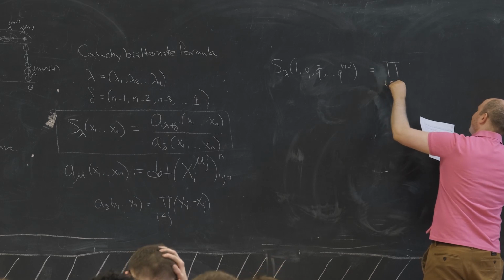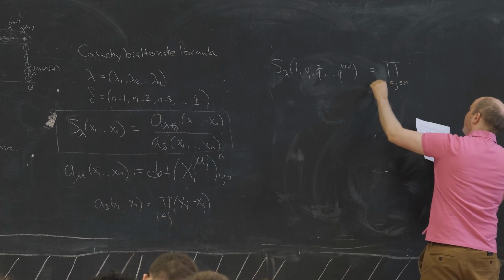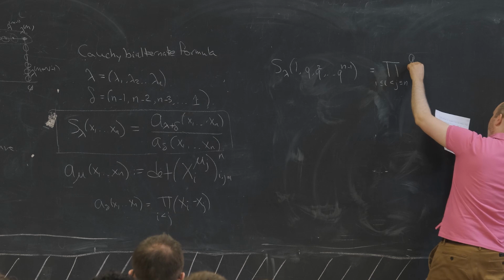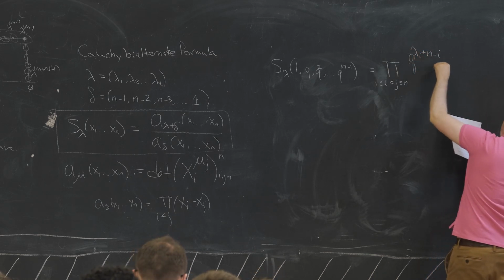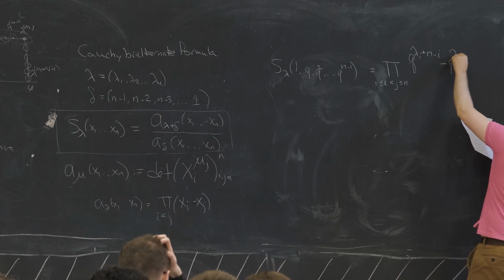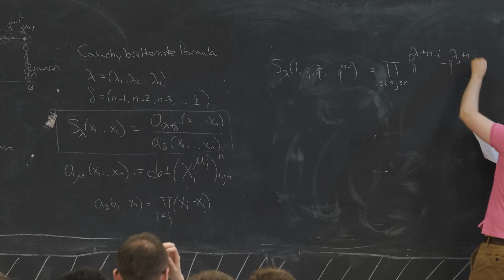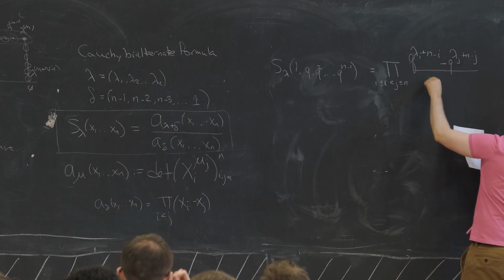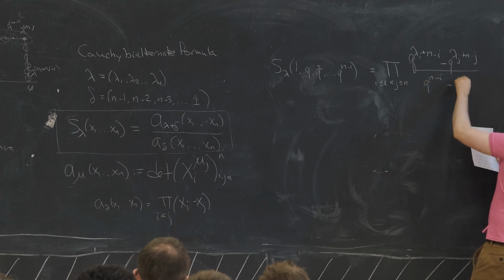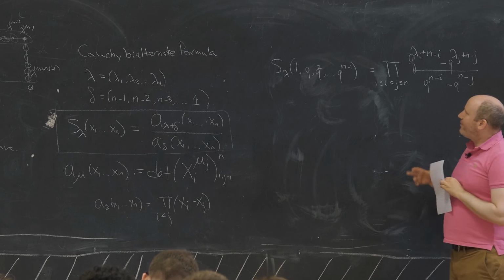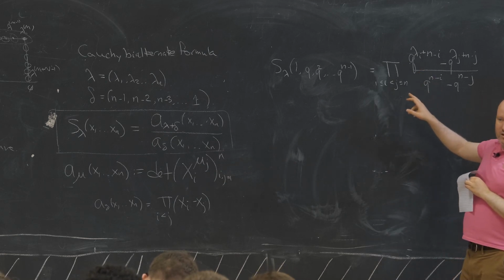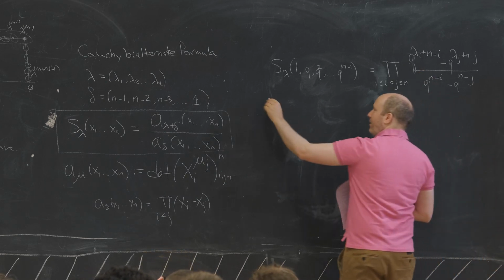The product over i less than j, from 1 to n minus 1, of q to the lambda i plus n minus i minus q to the lambda j plus n minus j, over q to the n minus i minus q to the n minus j. So now from this formula, it's actually pretty easy to take the limit as q goes to 1.